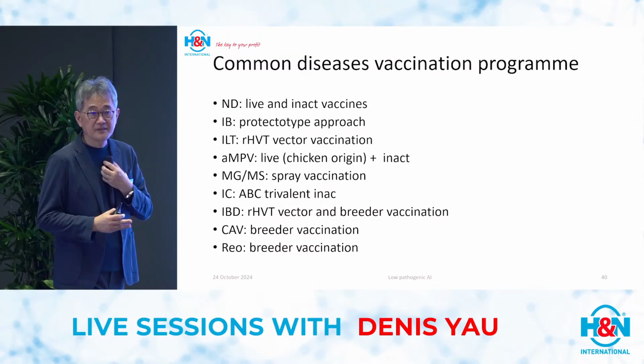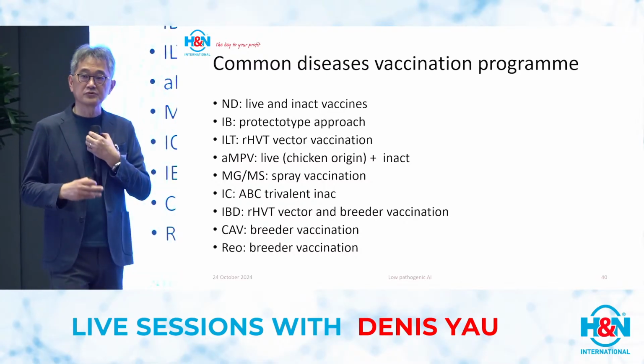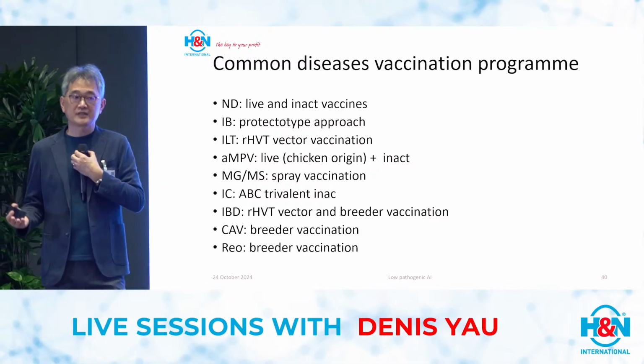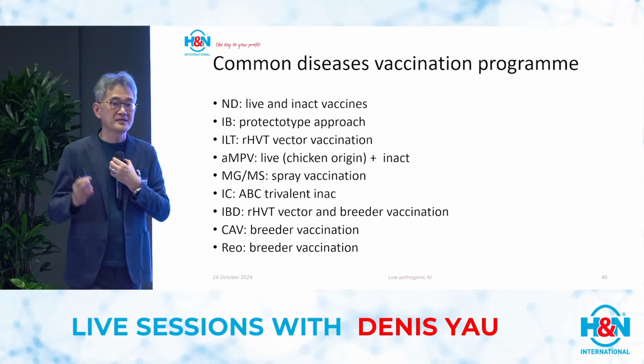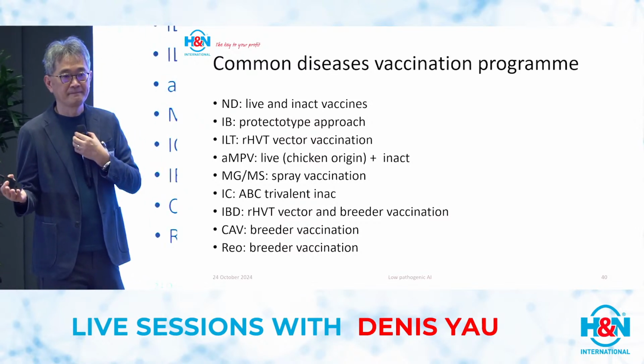And then for IB, because of the variants, you should consider a protectotype approach. That means your Massachusetts plus a variant.